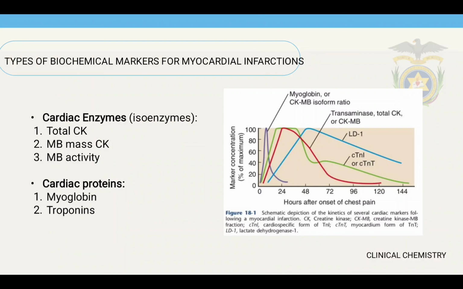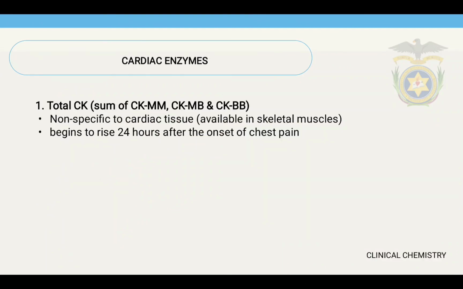You can see there on the diagram on the right that each rises at a specific timing, as well as the level of maximum concentration peaks at various timings as well. Depending on this timing, we will be able to use certain markers more effectively than others. So up first under the cardiac enzymes is your total CK or creatine kinase, which is the sum of the isoenzymes of your creatine kinase, the MB and BB. Take note that these are non-specific to cardiac tissues, as these are also available in muscles, and these begin to rise 24 hours after the onset of chest pain.